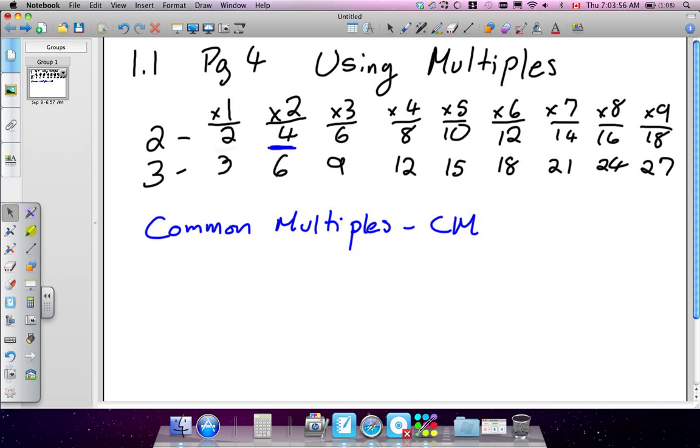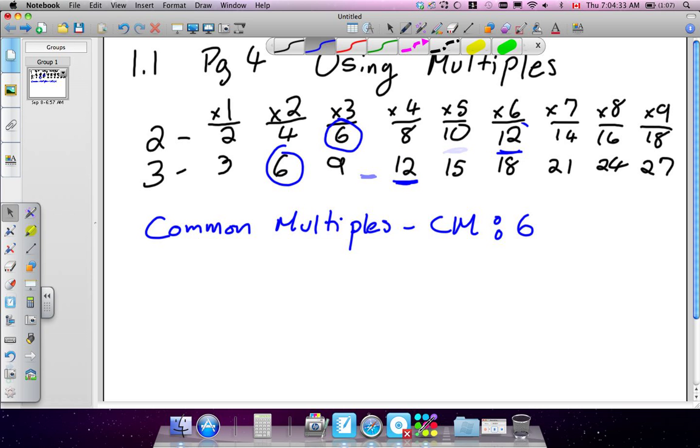There's a 4 in the multiples of 2, but there's no 4 in the multiples of 3. So those don't work. I look at 6. Oh, there's a 6 in the multiples of 2, and there's a 6 in the multiples of 3. So this is a common multiple. One of the common multiples is 6. I'm going to skip ahead a little. There's none for 8, and there's none for 10. But 12 and 12 shows up in both of those. So 12 is another common multiple.